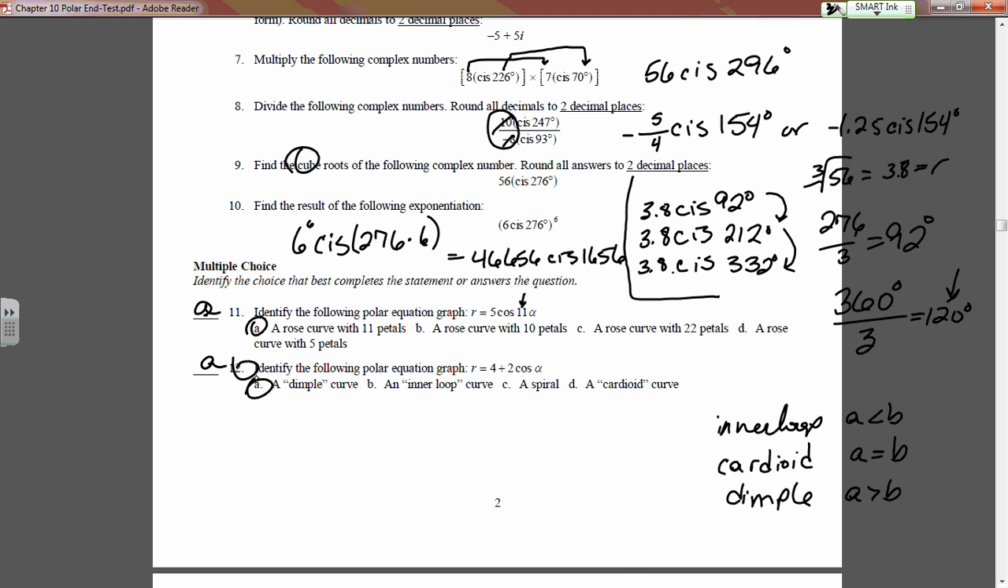All right? Make sure you remember this, because this is not on your formulas. Make sure you remember that, okay?